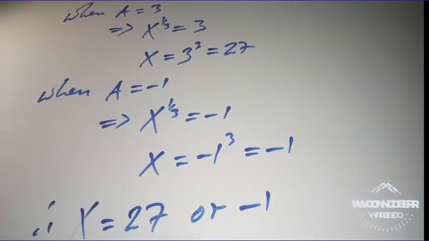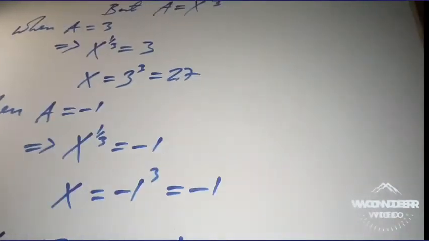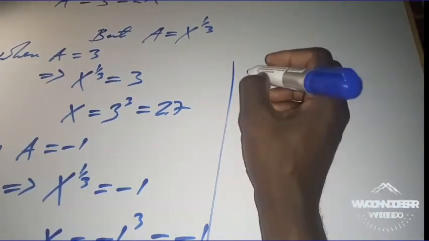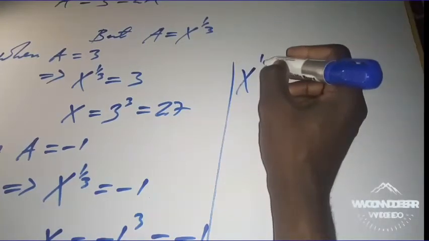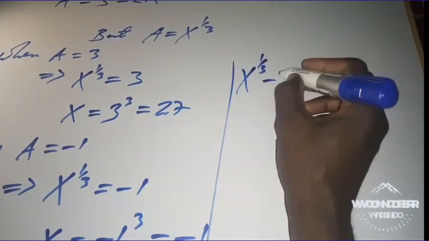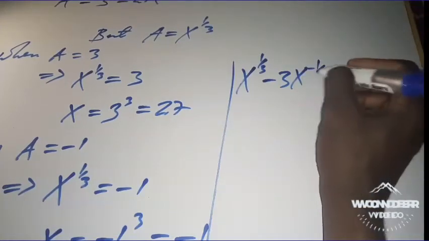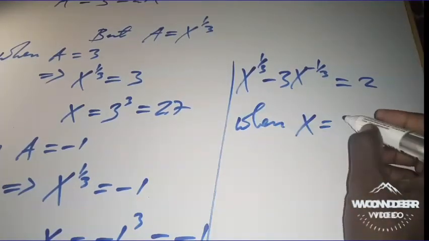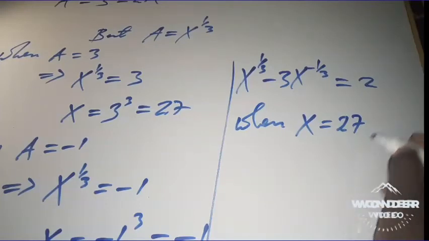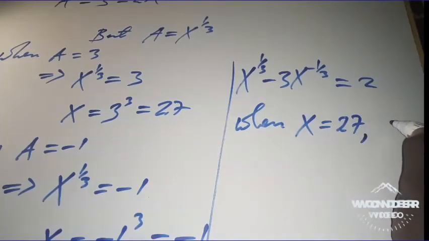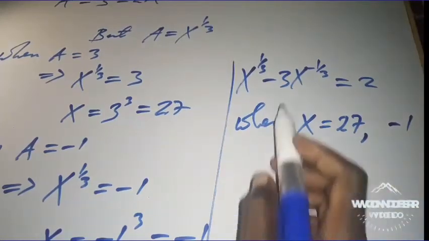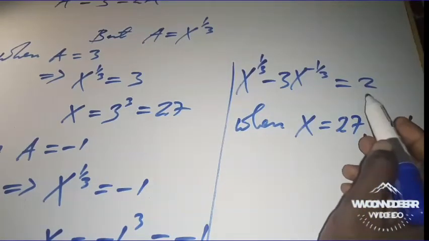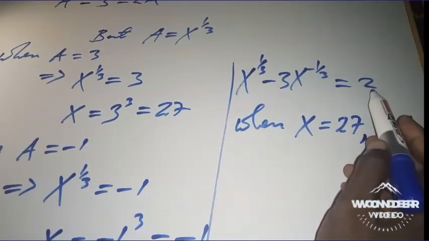So we can use these values to check our initial equation. The equation given was x to the power of positive 1 over 3 minus 3 x to the power of negative 1 over 3 equals 2. When x is equal to 27 or negative 1, we're going to substitute these values in order to ascertain whether the equation is true, that is, the end result should be 2.